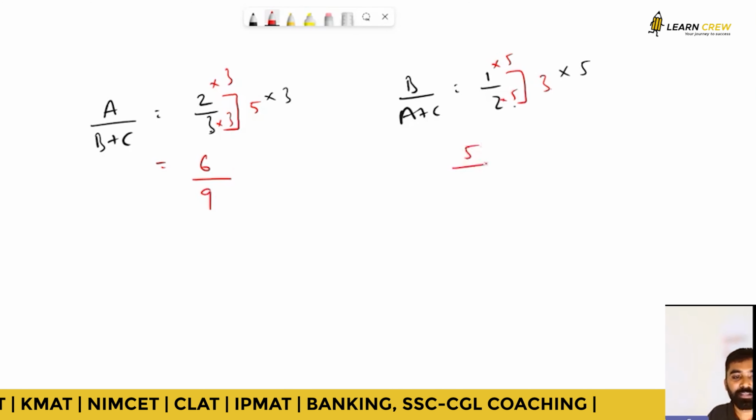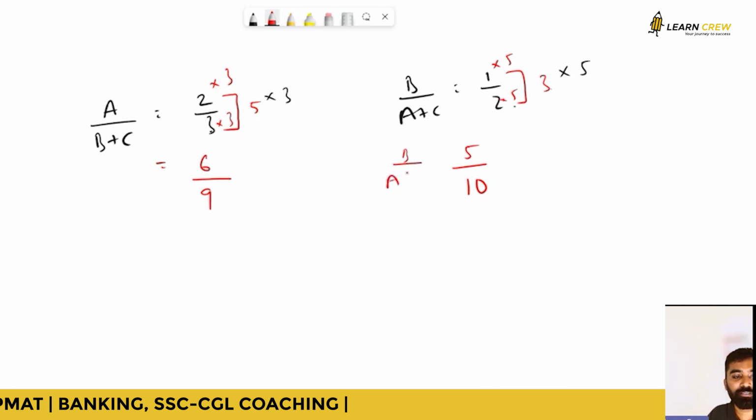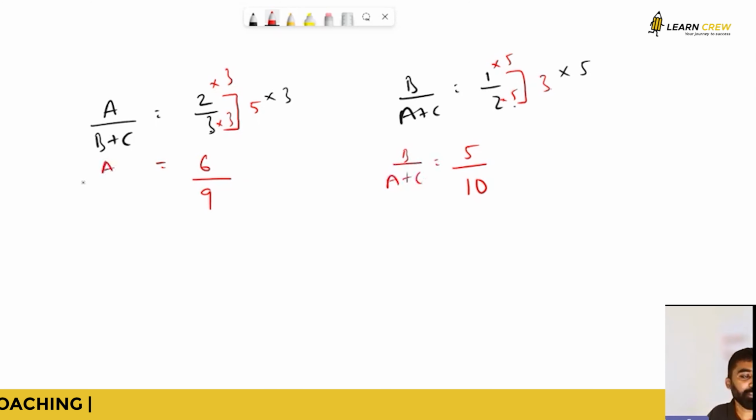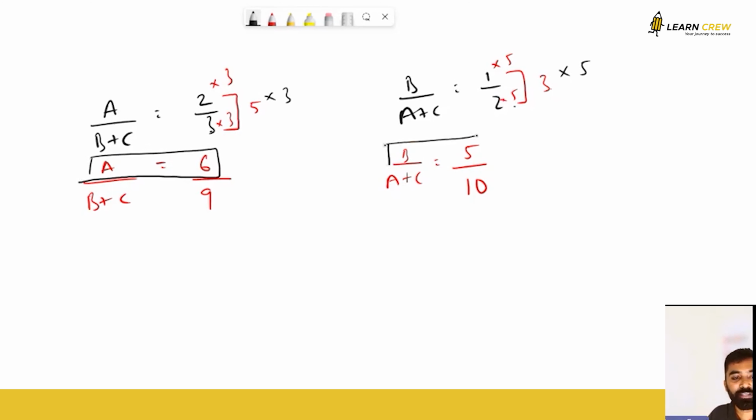This becomes 5 divided by 9, this is B divided by A plus C, and this is A divided by B plus C. Now, what's the value of A? 6. What's the value of B? 5. So, can you find out C? 4. A is 6, B is 5, C is 4.